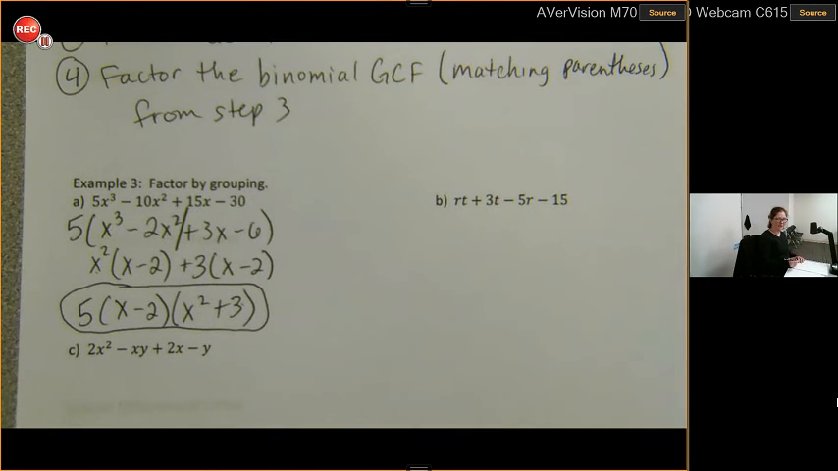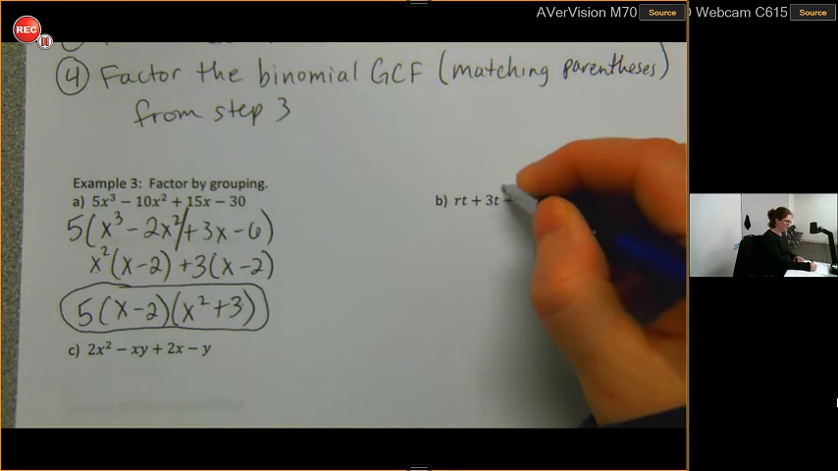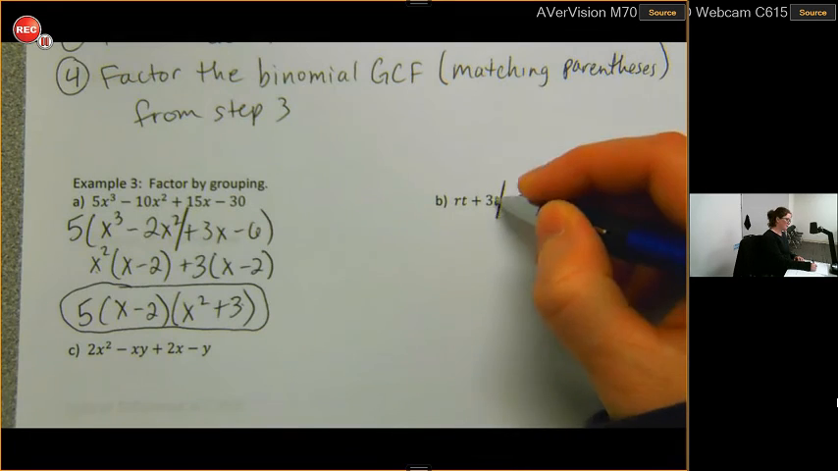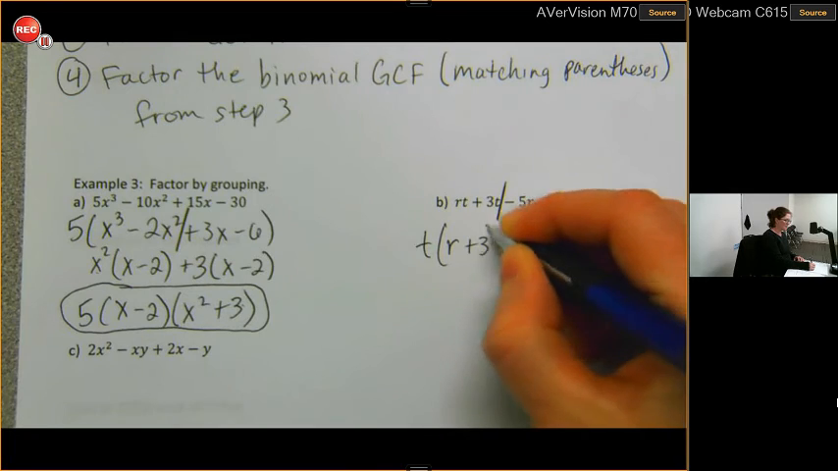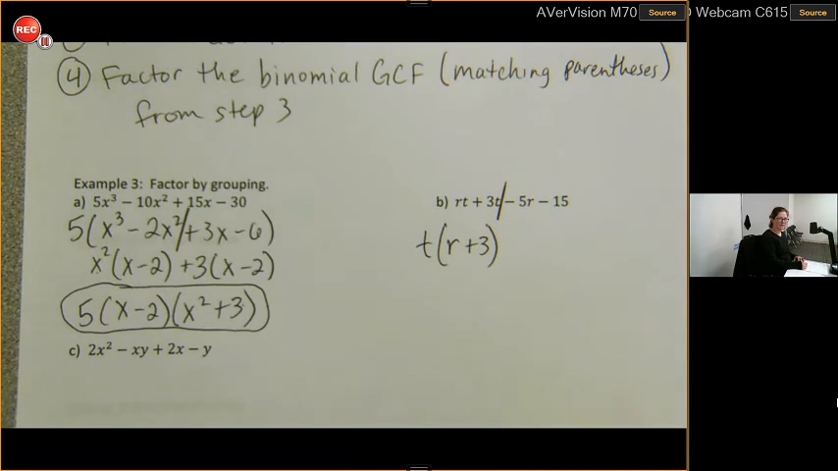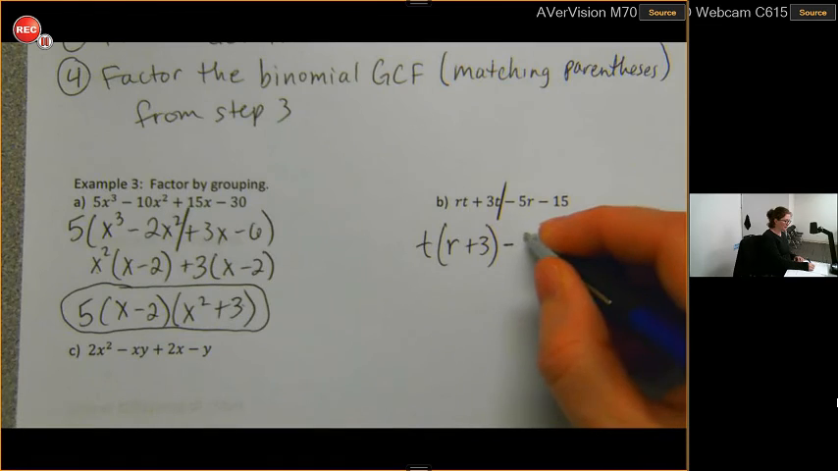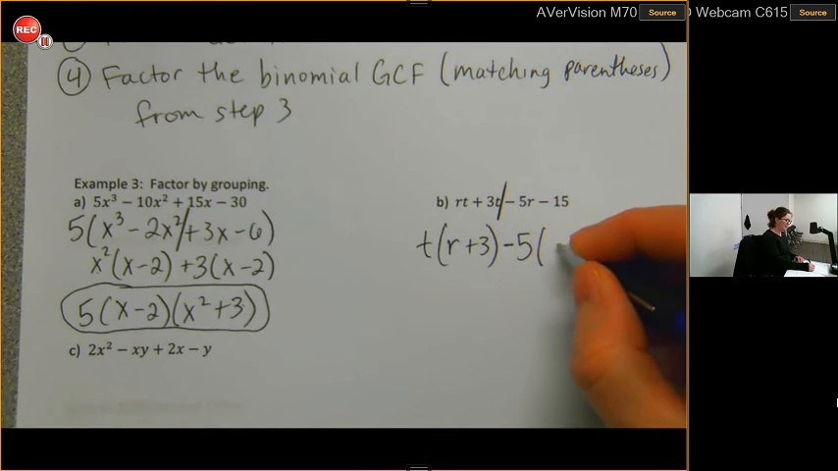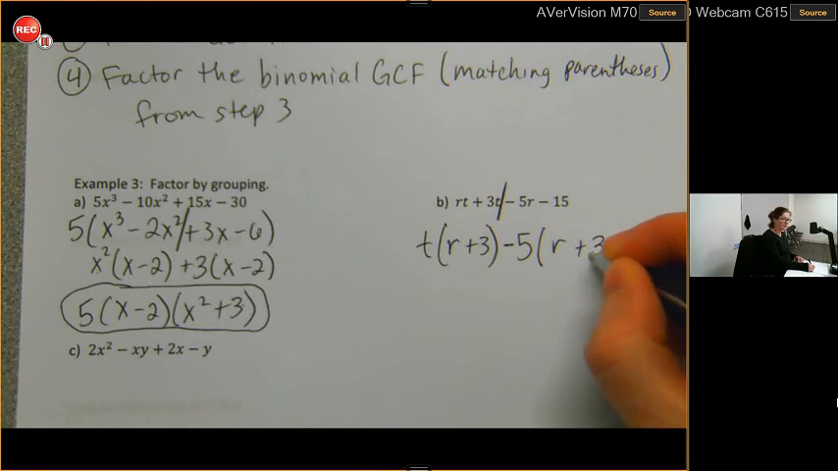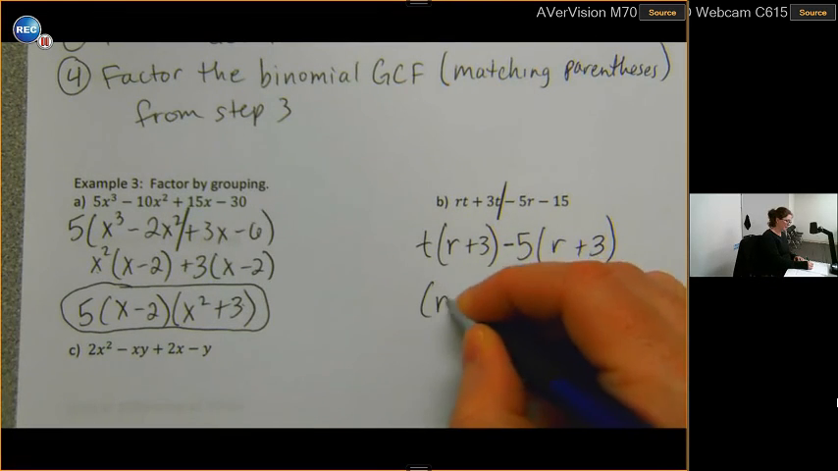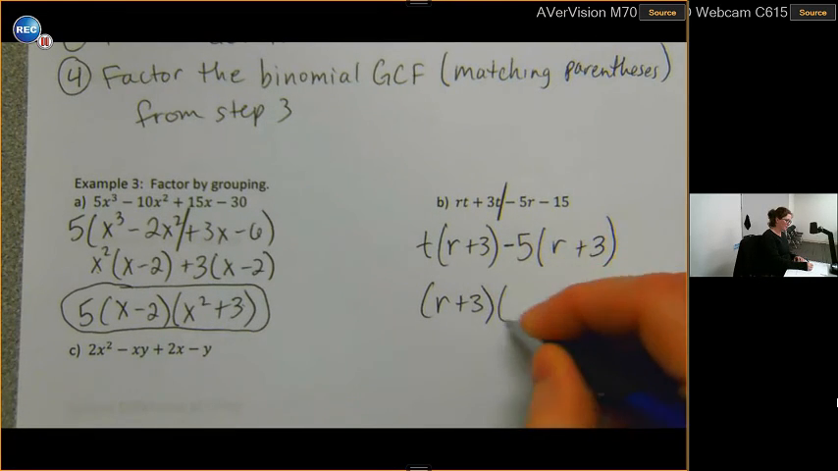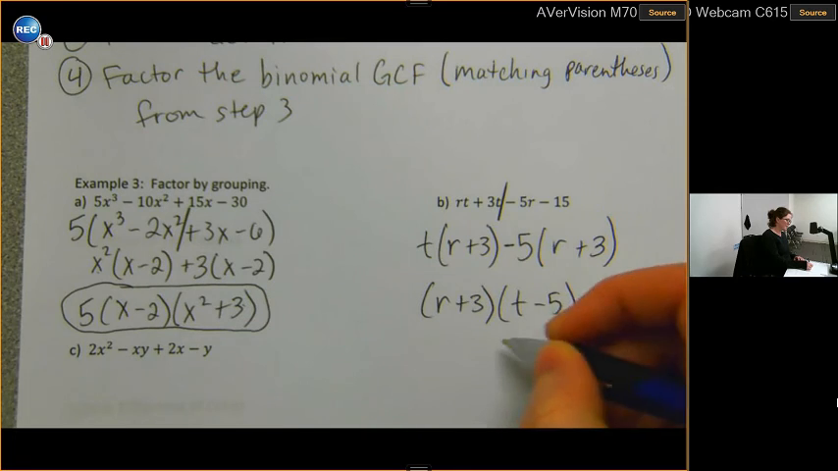Part B has no overall GCF, so I split the problem in half. First half, GCF is t. Divide it and get r plus 3. Second half leads off with a negative, so my GCF is negative 5. Divide by negative 5 and get r plus 3. R plus 3 and r plus 3 match. So I factor that out, leaving t minus 5.